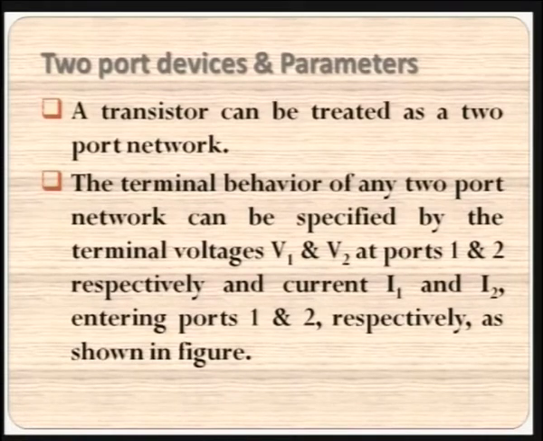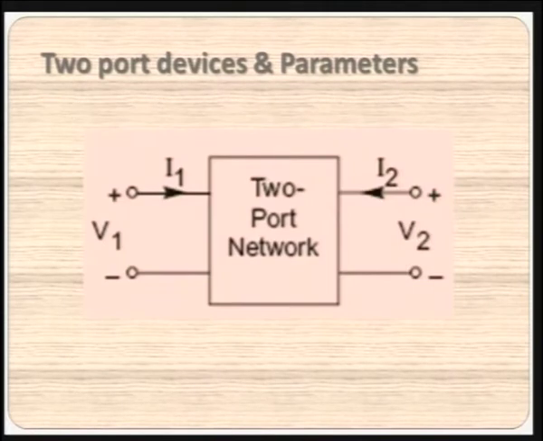A transistor can be treated as a two-port network. The terminal behavior of any two-port network can be specified by the terminal voltages V1 and V2 at ports 1 and 2 respectively, and current I1 and I2 entering ports 1 and 2 respectively as shown in the figure. This is representing a two-port network. It is a block diagram.